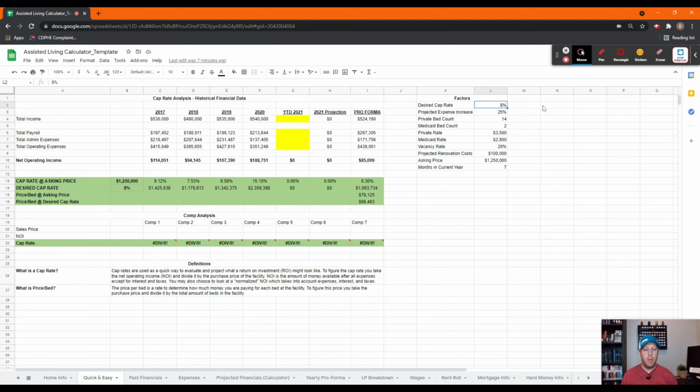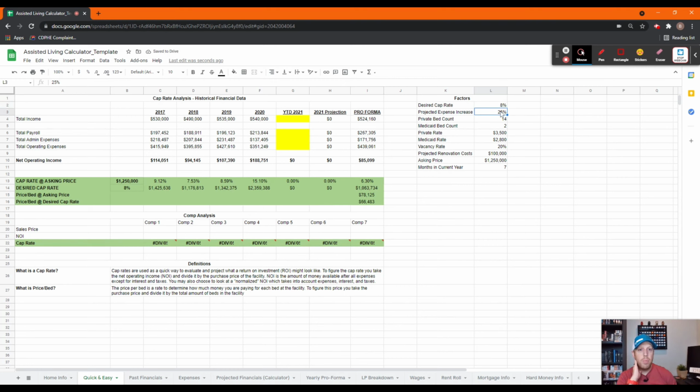And from here, you can put in your desired cap rate. So, say you wanted a 9% cap rate, and you could see when I did that, it adjusted this desired cap rate number, that offer that you would do there. It's going to change it back to 8, and you'll see when I do that, it's going to adjust this and put that number back there.